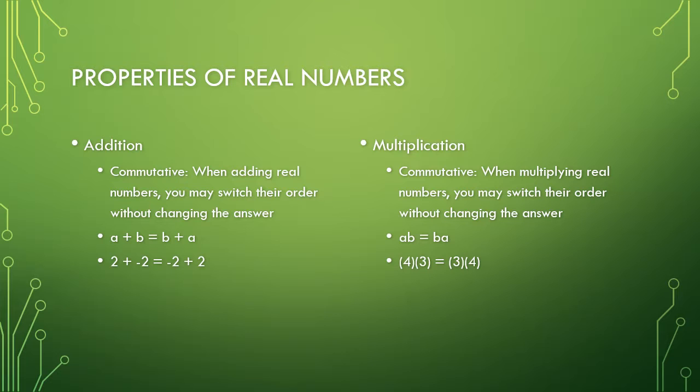Same thing with our commutative property for multiplication. When I multiply real numbers, I can multiply them in any order, and it's not going to change the answer. 5 times 2 is the same as 2 times 5. And I like to remember the commutative property by remembering the word commute. When you commute to school, you move to school. When I commute a number, I move the numbers.